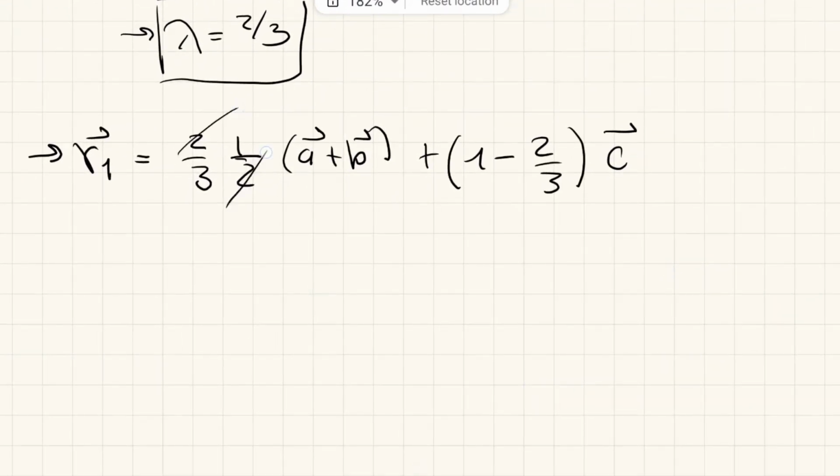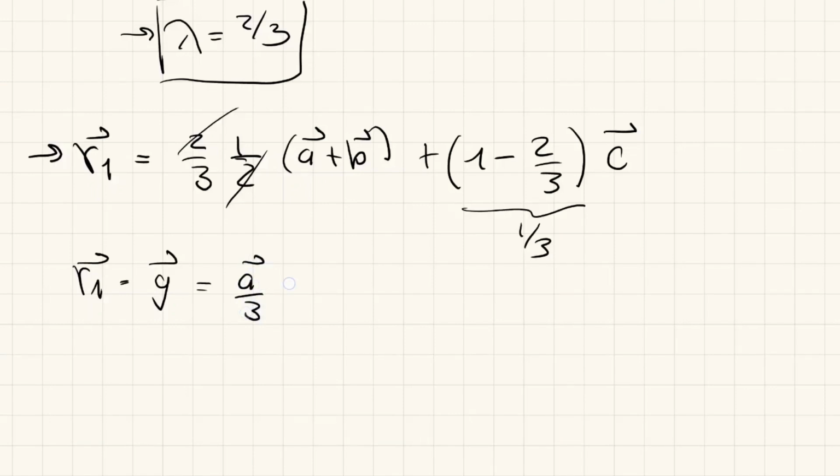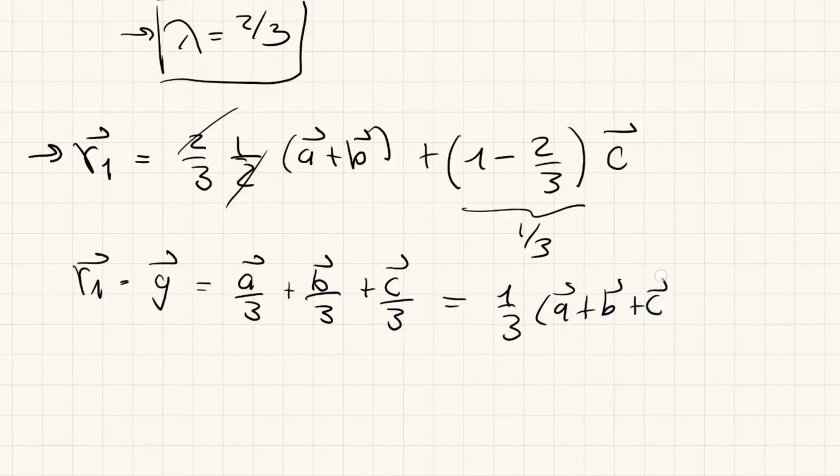So from here, we cancel these 2's. And from here, we get that this is 1/3. So we get that R1, which is equal to the vector of the centroid, equals A divided by 3 plus B divided by 3 plus C divided by 3. So this can be seen as 1/3 times (A plus B plus C).